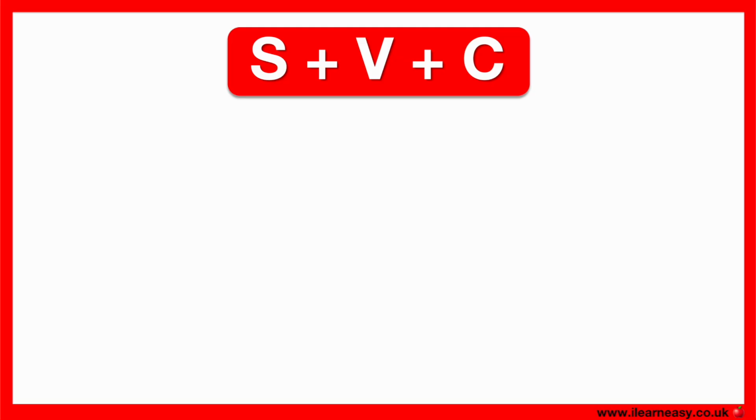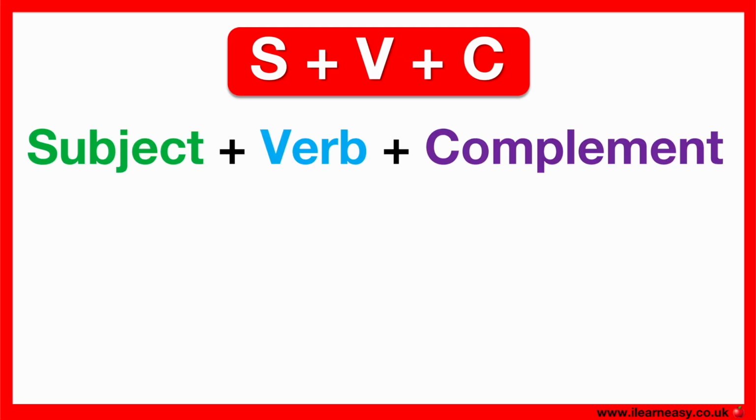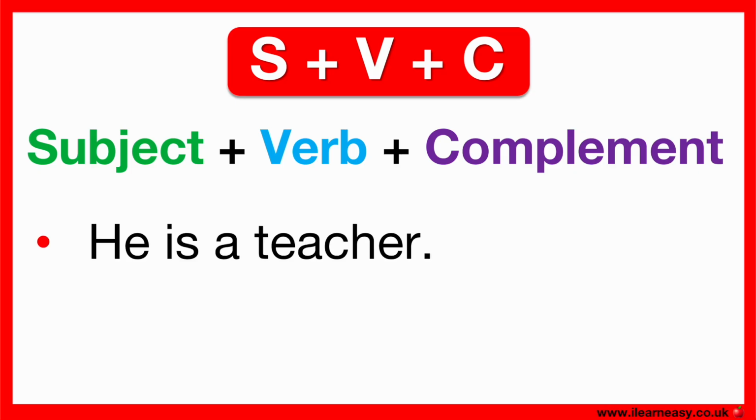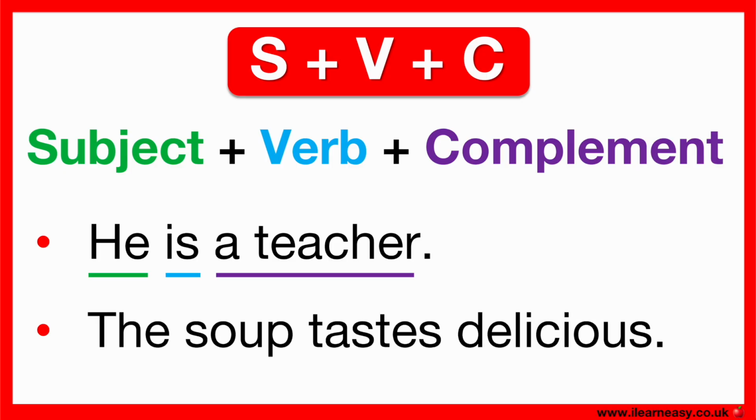Subject, verb, complement. The complement in this sentence pattern gives more information about the subject. This is often used with verbs like be, become, seem, etc. For example, he is a teacher. The subject is he, the verb is is, and the subject complement is a teacher. The soup tastes delicious. The subject is the soup, the verb is tastes, and the subject complement is delicious.